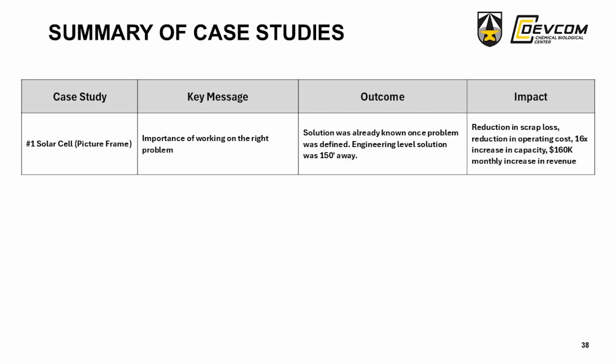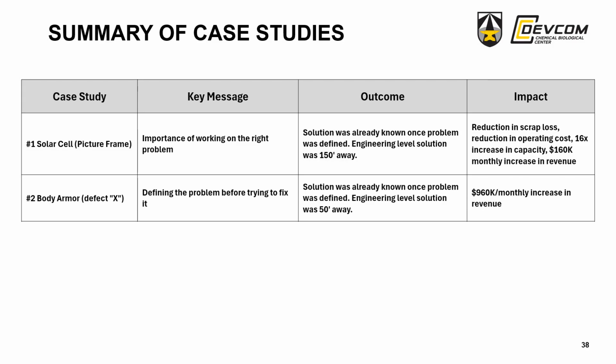So just a summary of these 4 case studies: the solar cell picture frame, working on the right problem. The solution was staring us in the face 150 feet away, $160,000 a month savings. The body armor problem, again, the solution was already known once we determined what the proper problem statement was, and I'm showing here 960K savings.